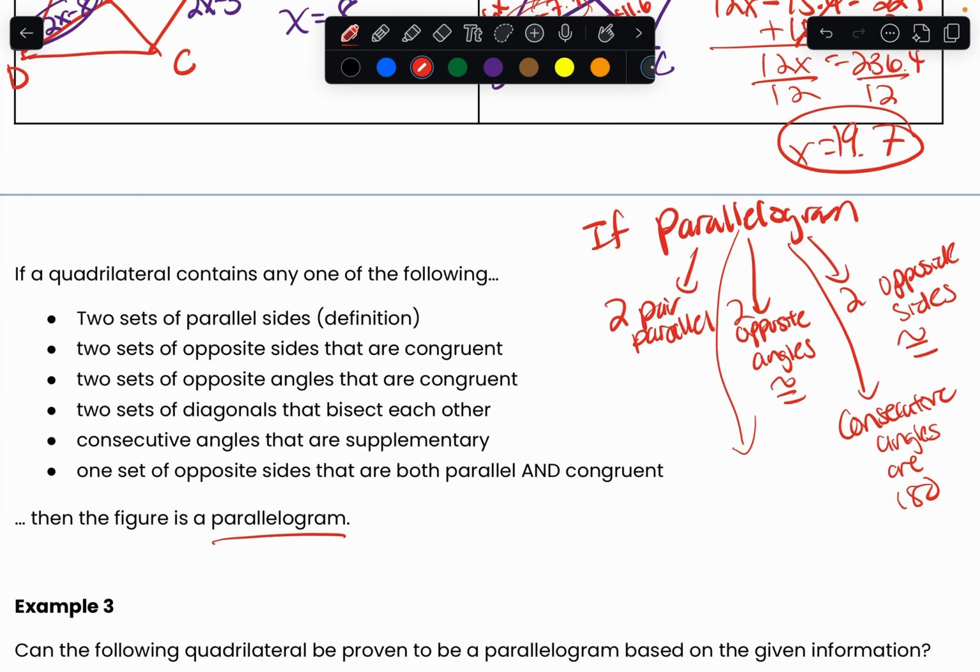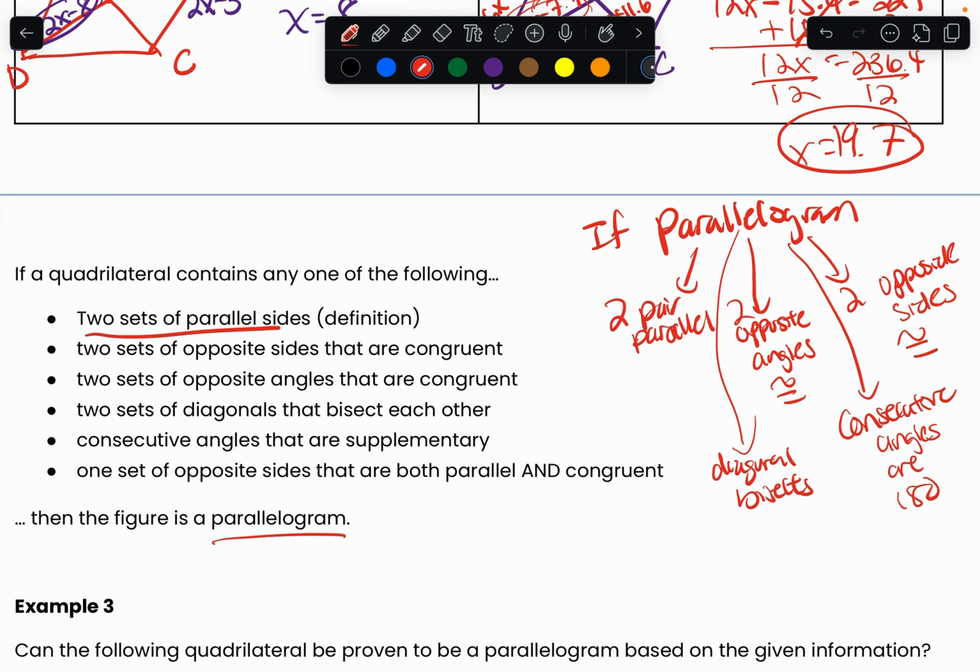Okay, so yesterday we were given a parallelogram, and then we know that these facts are true. Today we're doing the opposite. We're given a quadrilateral, which is any 4-sided figure, and we're trying to check if any of these are met. Then we can tell that it's a parallelogram. Okay, so let's look at each of these statements. If a quadrilateral contains 2 sets of parallel lines, then it's going to be a parallelogram.